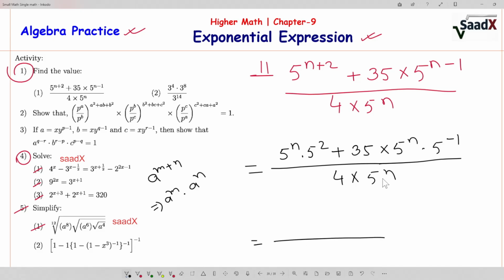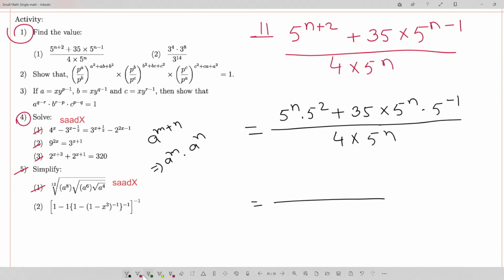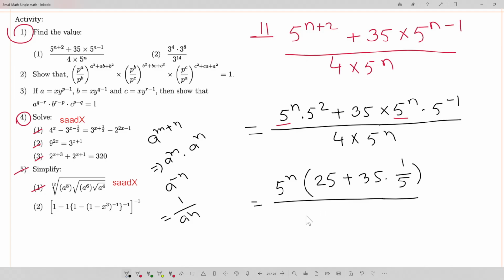Now from the numerator we can take common 5 to the power n. Here is 5 to the power n and here is 5 to the power n. So 5 to the power n, here is 5 square, it means 25, plus here 35 times 5 to the power minus 1. It's a negative exponent, a to the power minus n, we can write 1 by a to the power n. So 5 to the power minus 1, we can write 1 by 5, divide what, 4 times 5 to the power n.